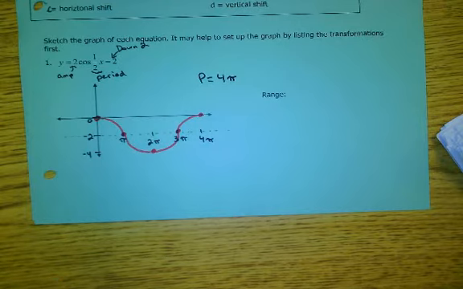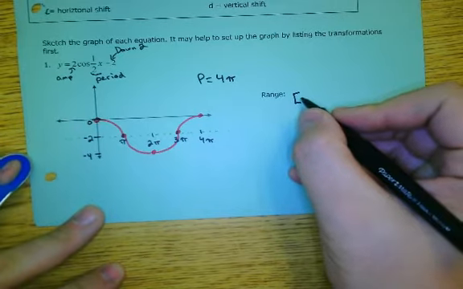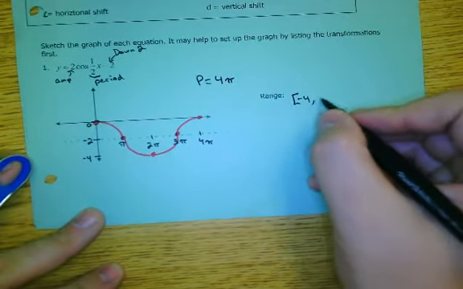And what's this range? What's the lowest point? -4 until?